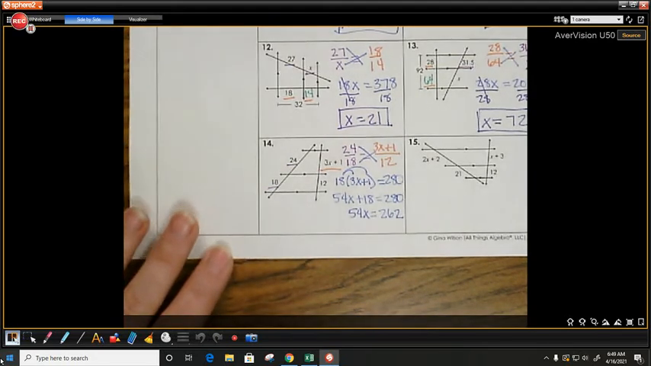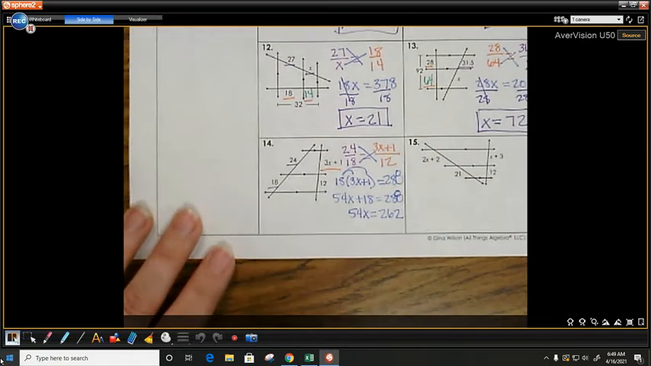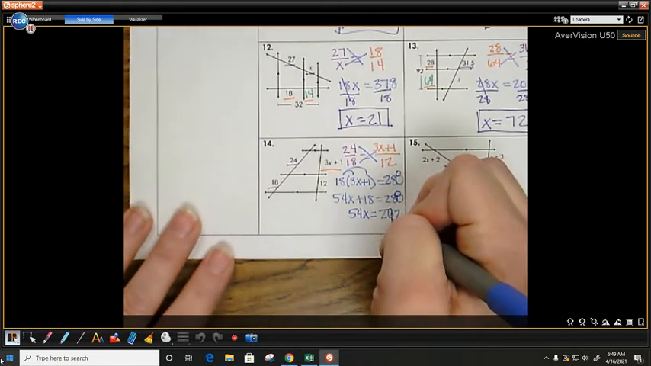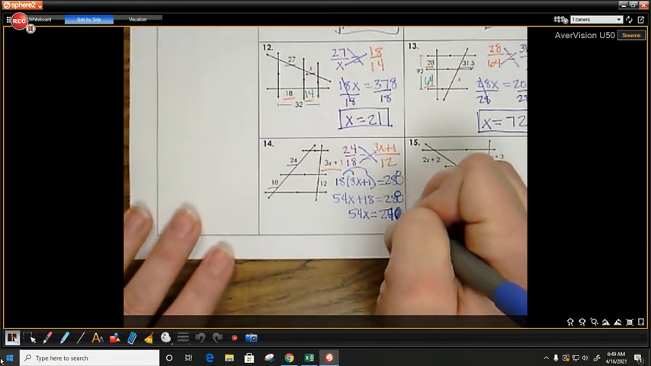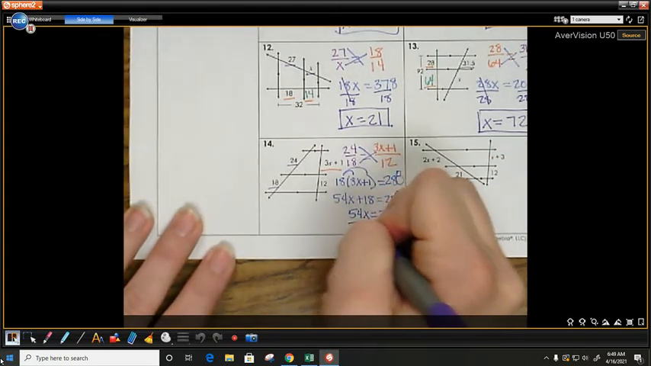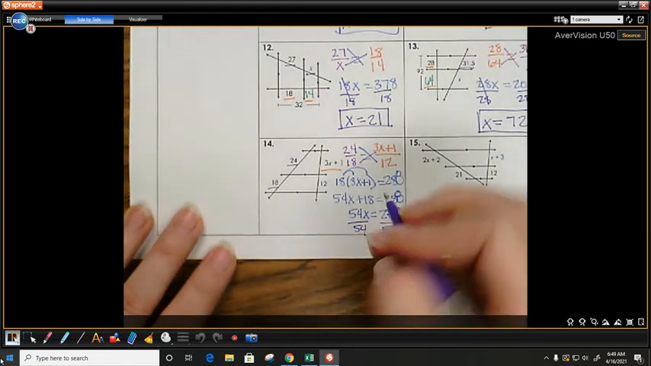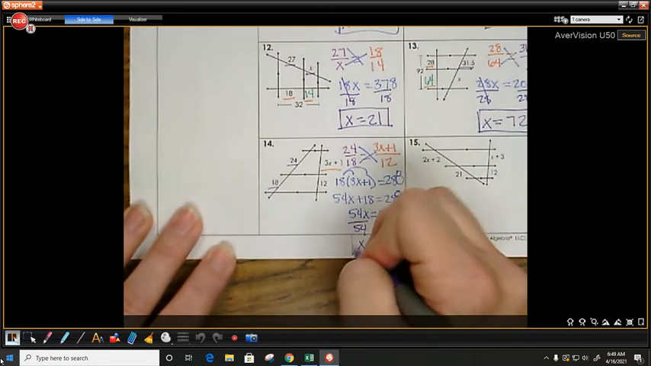And I made a mistake somewhere. Where did we make our mistake? 24 times 12 is 288. Sorry, 288. So then 288 minus 18 is just 270. Sorry about that, guys. 270. And then when I divide both sides by 54, 270 divided by 54, and I get x is 5.